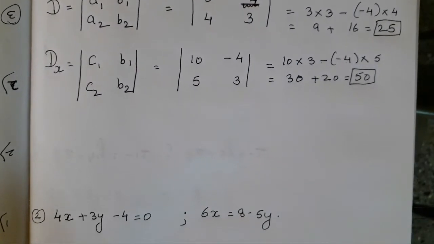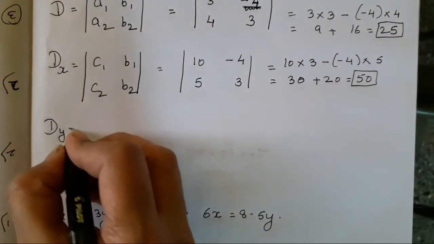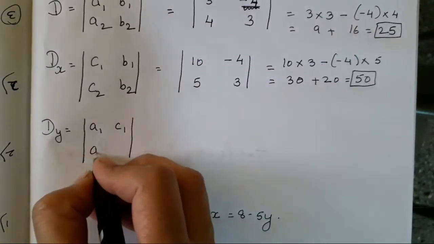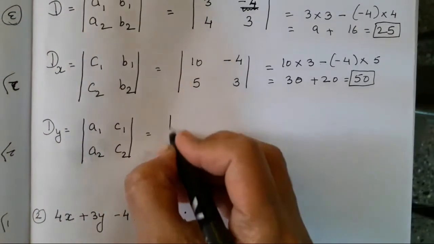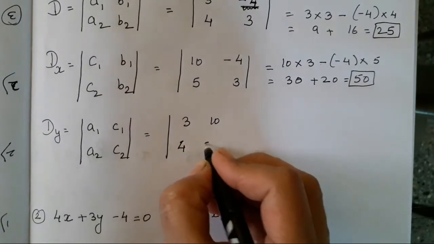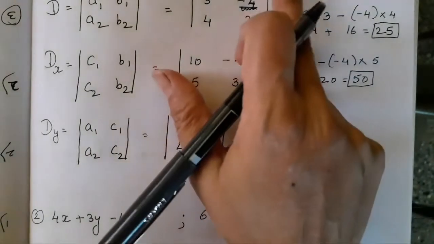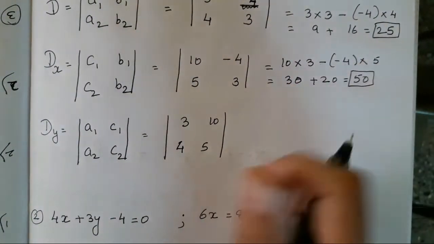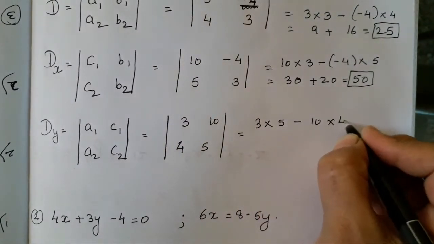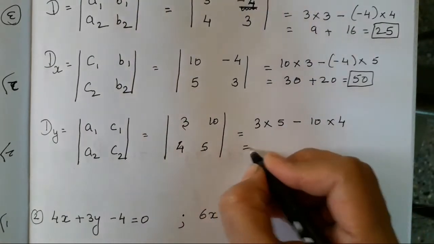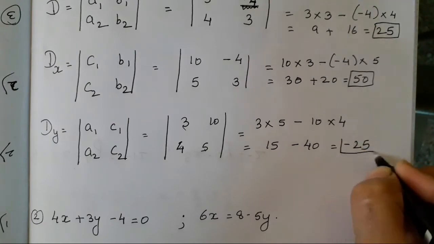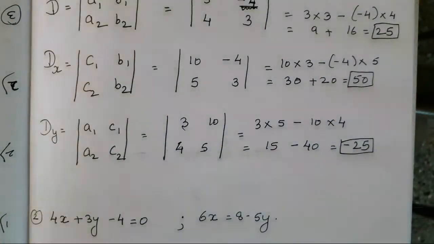Now we have to find dy. Okay, so what is going to be dy? A1, C1, A2, C2. Okay, so A1 is how much? 3, 10, 4, 5. Just substitute its value according to the A1 and A2 that we have taken, C1 and C2 that we have already taken. So 3 into 5 minus 10 into 4, cross multiply these two numbers, 15 minus 40 is going to be minus 25. Okay, so you have got all your d, dx and dy.